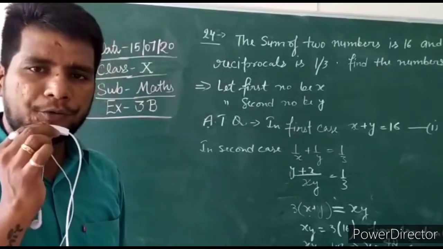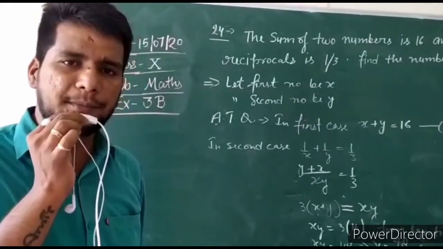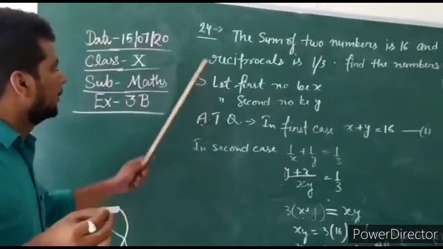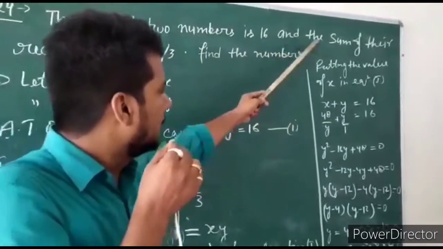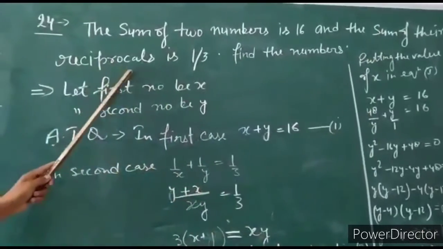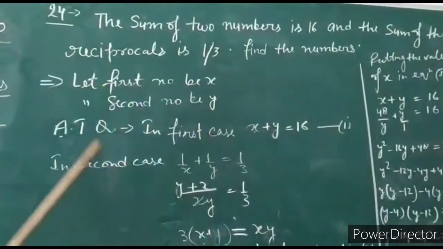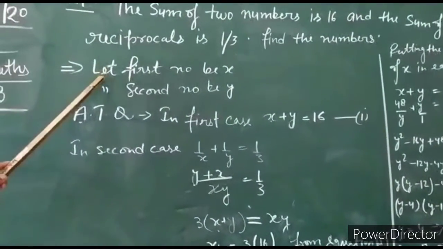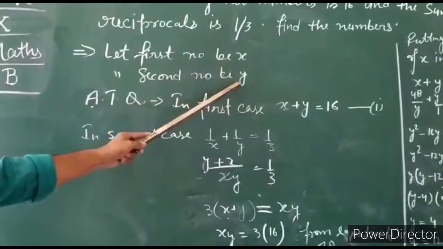A very good morning to all of you. Students, today I am going to solve other problems of exercise 3B. Question is, the sum of two numbers is 16 and the sum of their reciprocals is 1 upon 3. Find the numbers. Here the solution of this question will be, let the first number be x and the second number be y.